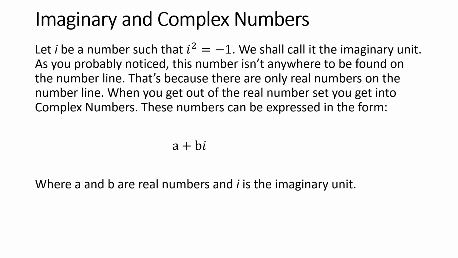So let's now talk about imaginary and complex numbers. So let i be a number such that i squared is equal to -1. We shall call it the imaginary unit. And as you probably noticed, this number isn't on the number line. That's because there are only real numbers on the number line. To see the complex numbers, you need to get out of the real number set. These numbers can be expressed in the form a plus b times i, where a and b are real numbers and i is the imaginary unit.